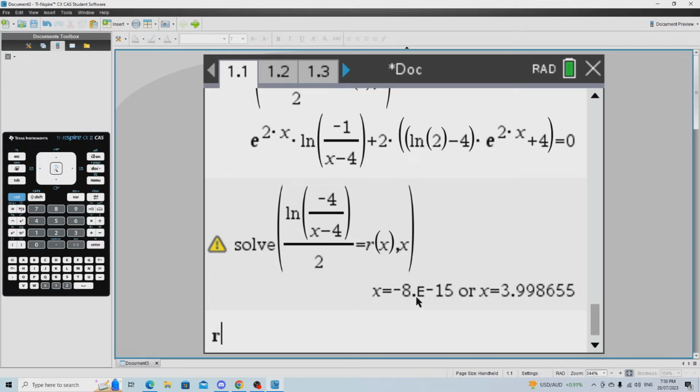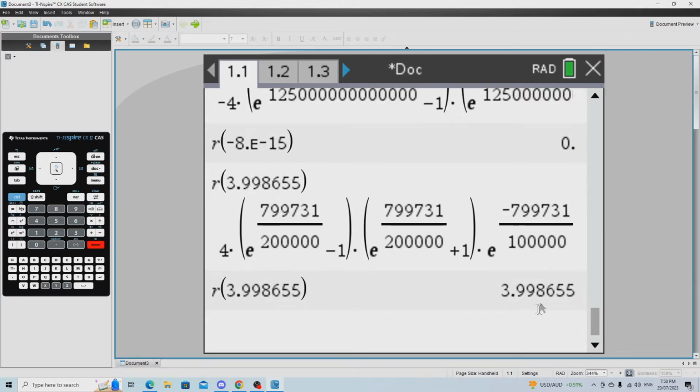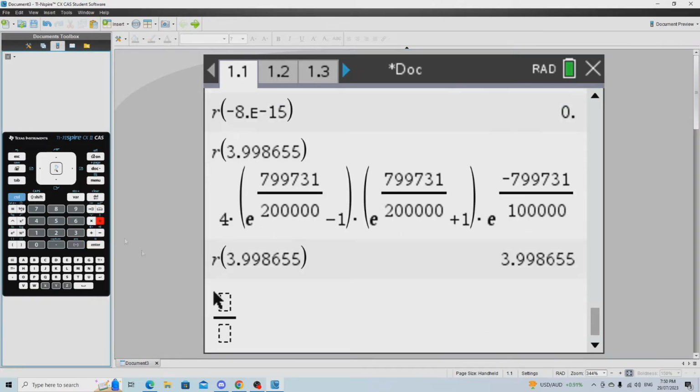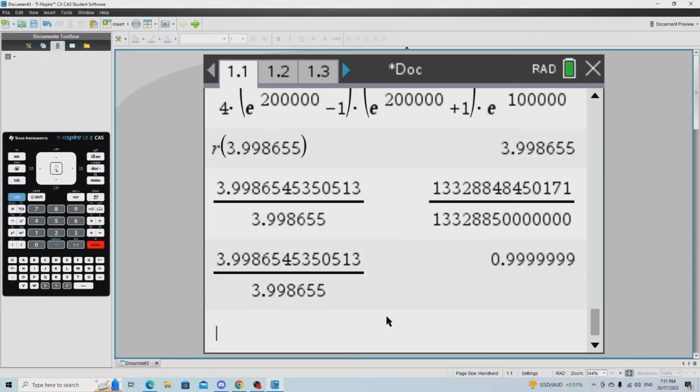Okay, so r at this first solution is just 0, and at this other one it's 3.9, and so the gradient is this value minus 0, over this minus 0, and if we put it over 2, it's just equal to 1, 0.99.